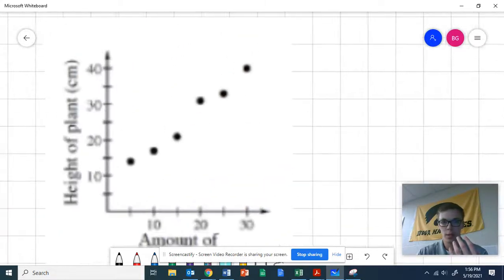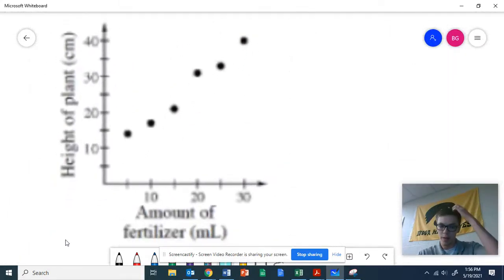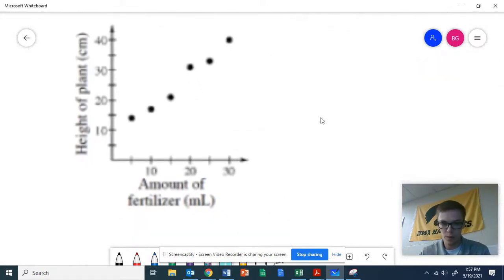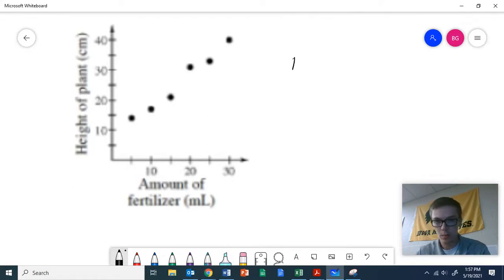So my first example here, I've got the height of a plant and the amount of fertilizer used. Okay, so remember the four things, I'll write them up here. We have direction, we have form, we have strength, and we have outlier. Okay, so let's go through these one at a time here.